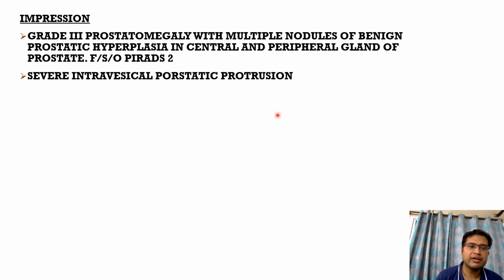This is the impression that I had given, that there was grade 3 prostatomegaly with multiple nodules of benign prostatic hyperplasia in the central as well as the peripheral gland of the prostate, suggesting PIRADS 2. What exactly is PIRADS? We'll come to that. There was severe intravesical prostatic protrusion as well that was seen because of the hypertrophied median lobe.